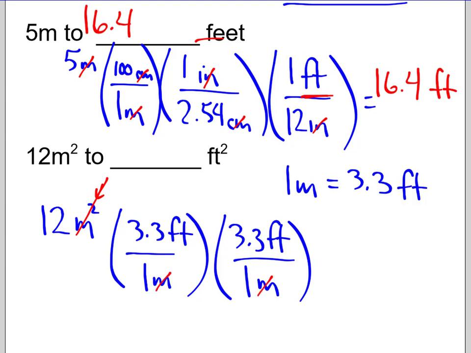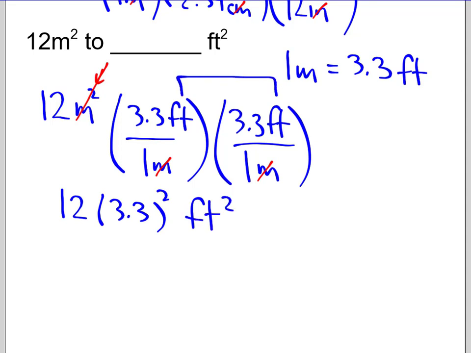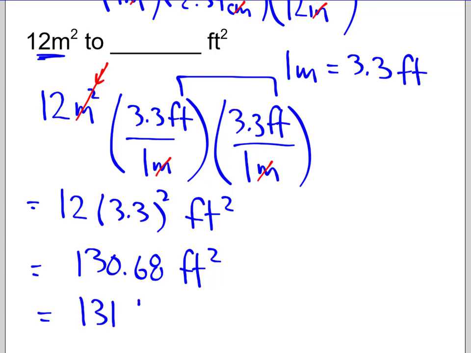And some of you will notice you could have just squared that bracket. So this is going to be 12 times 3.3 squared feet squared, because feet and feet together. And then we can just punch that in. So 12 times 3.3 times 3.3, and we should get 130.68 feet squared. And then depending on how accurate we are with these values, we might just round that off to 131 feet squared or somewhere thereabouts.